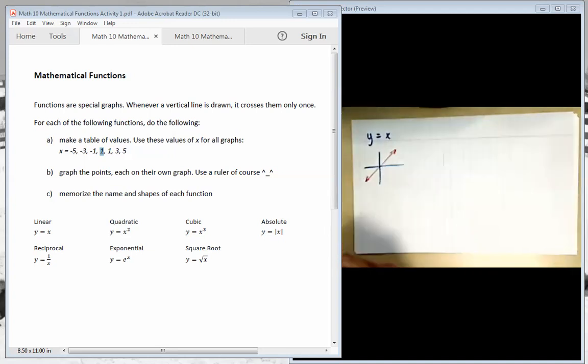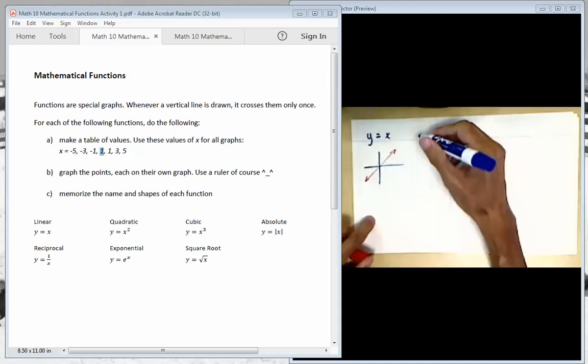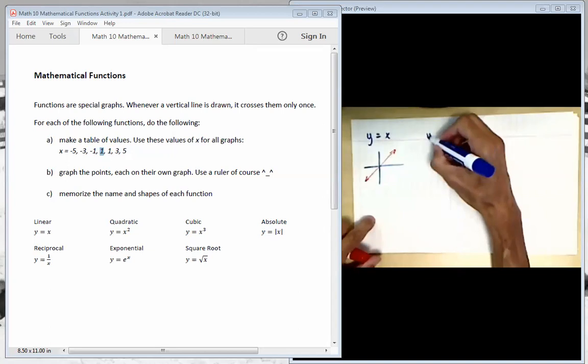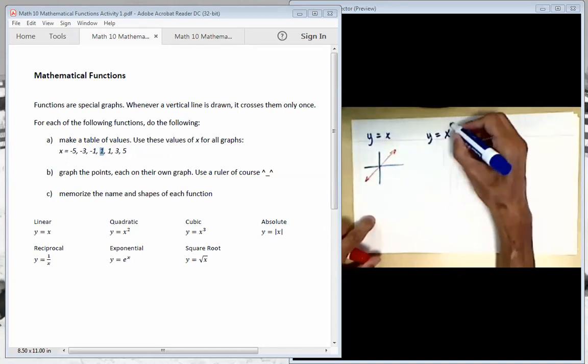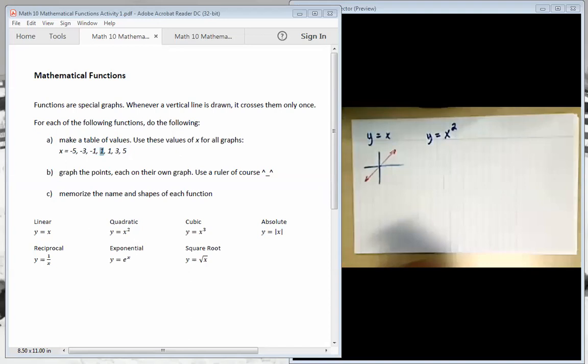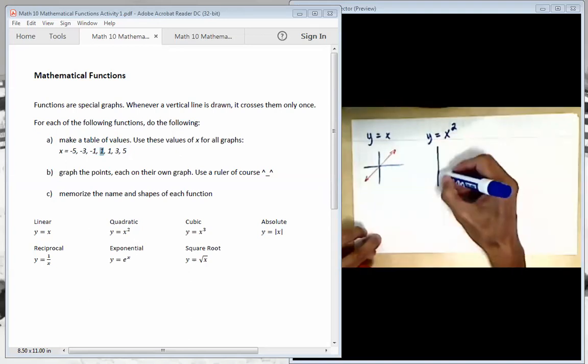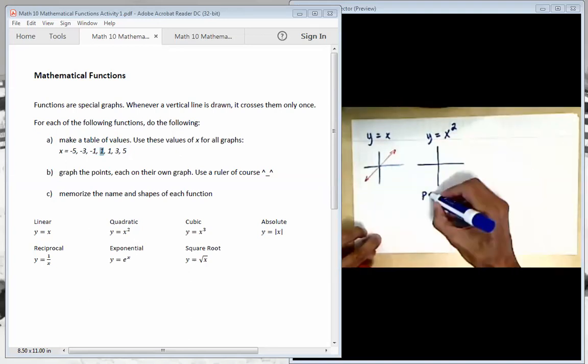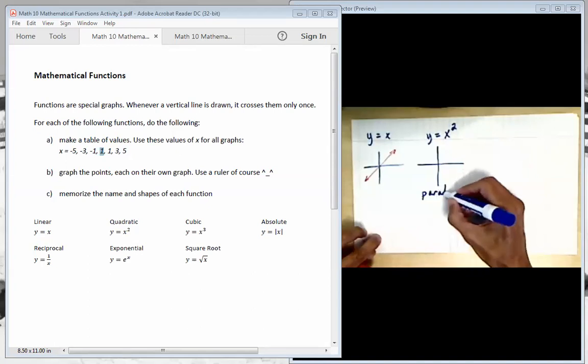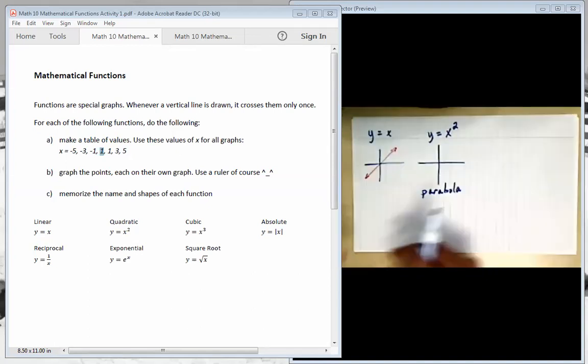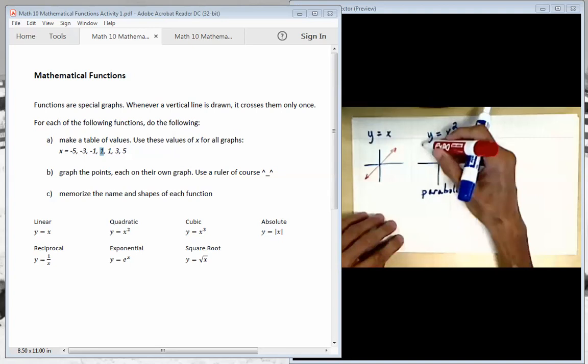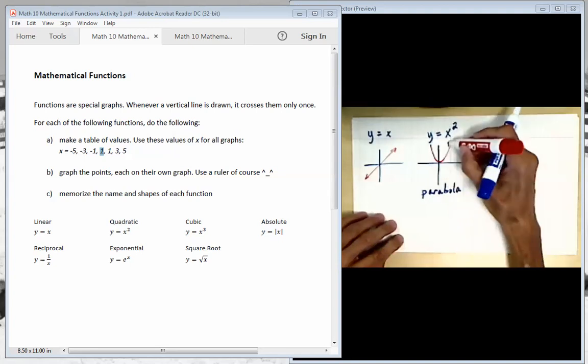Going like that. The next one, y equals x squared, we did yesterday. How would you describe that shape? Yeah, U shape. Yeah, U shapes. The official name is called a parabola. And yeah, it's definitely some sort of U shape going like that.